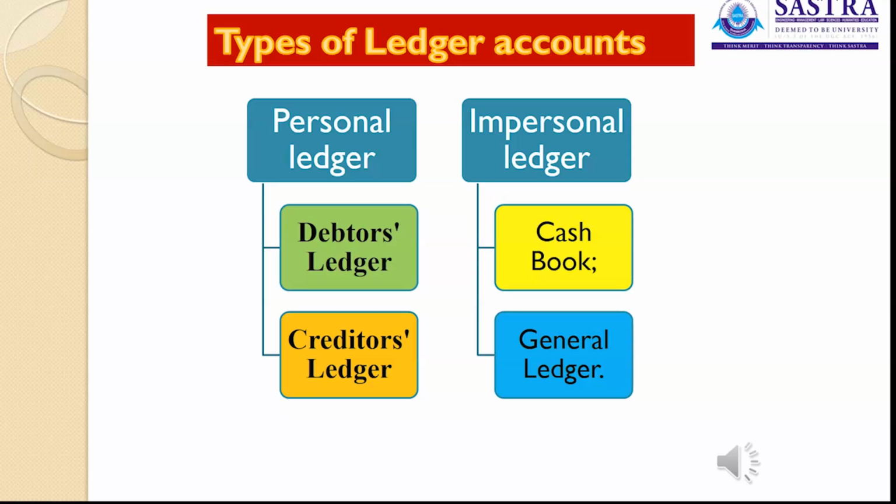That is, the ledger accounts are classified into two. One is personal ledger and another one is impersonal ledger. Personal ledger is again classified into debtors ledger and creditors ledger. The impersonal ledger is classified as cash book and general ledger. Okay.